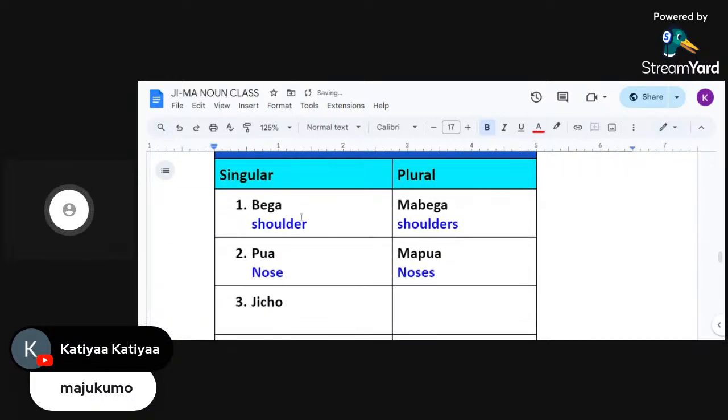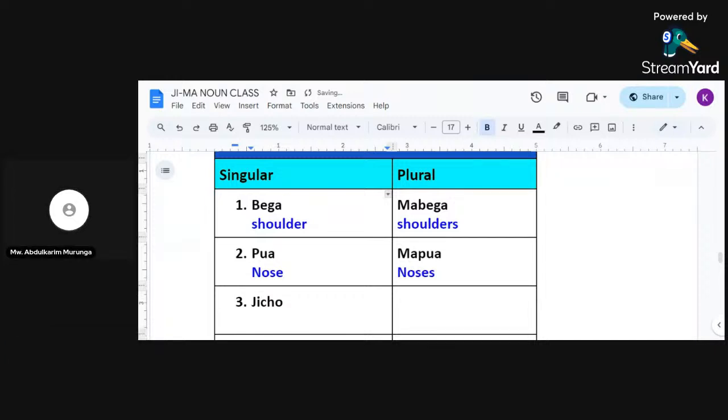Okay. One is bega. Bega is a shoulder. And if there are many, we say mabega. Two, pua. Pua is a nose. And if there are many, we will say mapua. Pua, mapua.